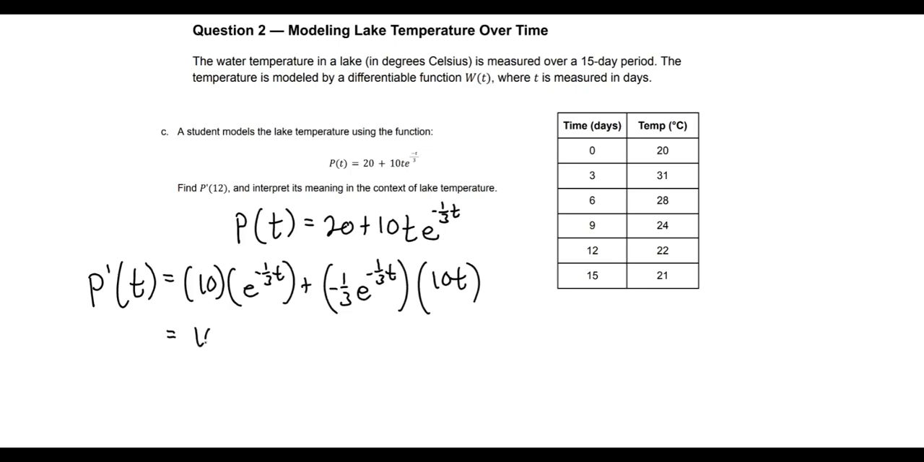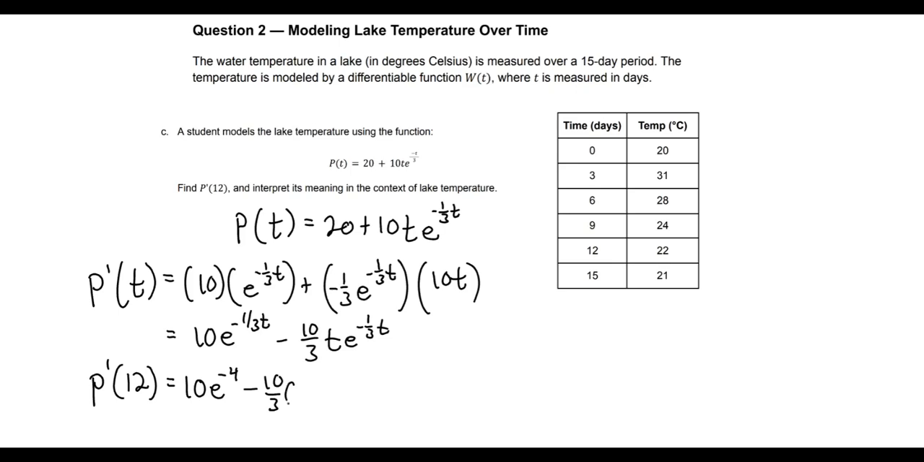All right, so let's take a look at this here. We have 10e to the negative 1/3 t, and then we have minus 1/3 times 10, so minus 10/3 t e to the negative 1/3 t. And then I was going to say we should factor it, but I don't think there's really a need to, because what we're going to do now is plug 12 in for t. So we're going to get 10e, and if I plug 12 in here, that'll turn into negative 4, minus 10/3 times 12 e to the negative 4. And you're going to plug that into your calculator.